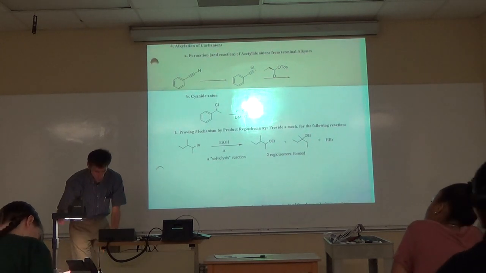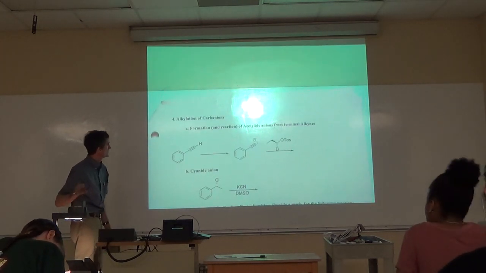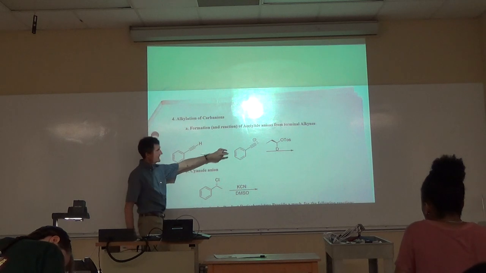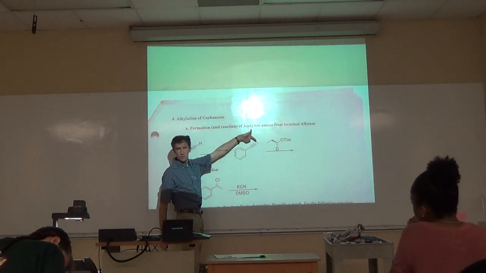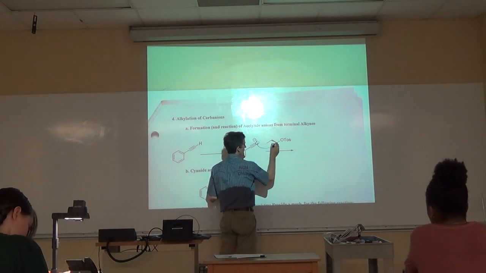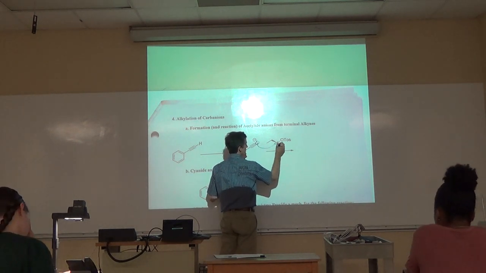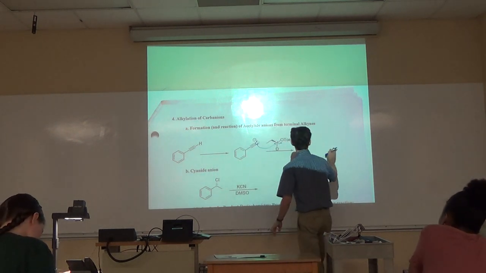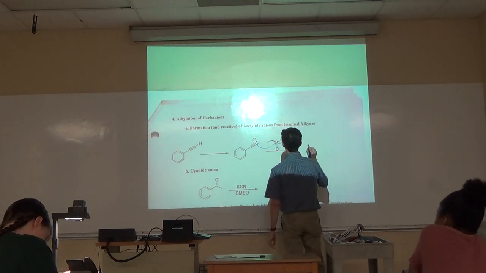Over here, number four, carbanions. We can convert this to the acetylide anion, yeah, we did that in the test tube material. Then we can come in with a tetrahedral carbon with a leaving group. Yeah, what's the product going to be? Product would be.